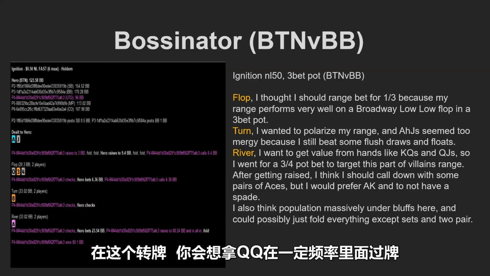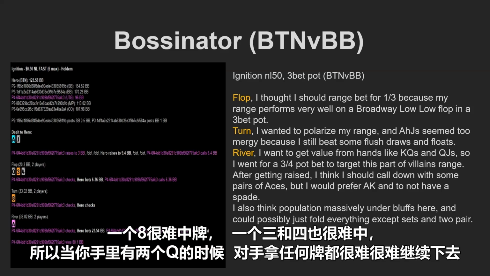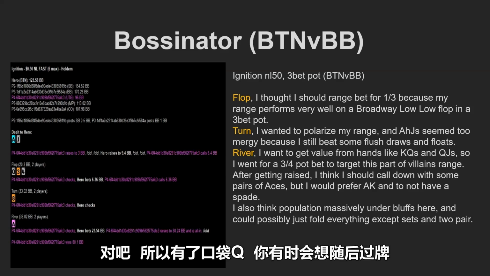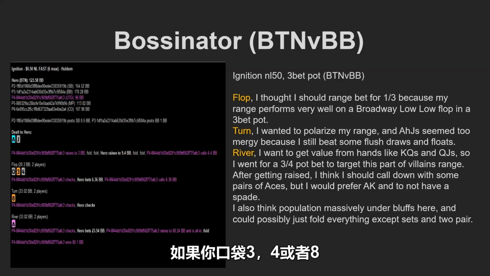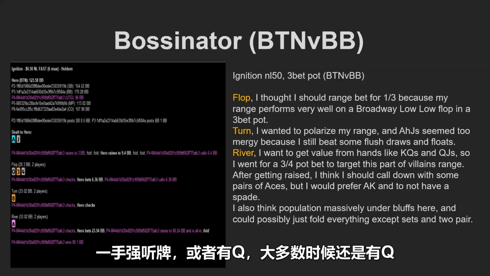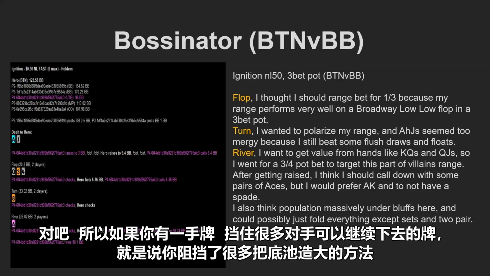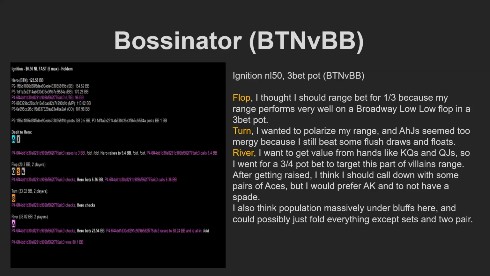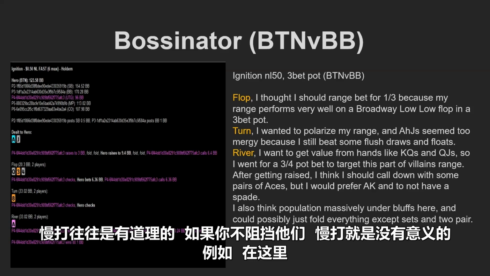So on this turn, you'd want to check back pocket queens a decent amount of the time. An 8 is hard to hit, a 3 and a 4 are also hard to hit. So when you have 2 queens in your hand, it's very, very difficult for villain to continue with anything, right? So with pocket queens, you'd want to check back sometimes. Now, if you've got pocket 3s, 4s, and 8s, not so much, right? Because now we unblock villain's calling range. The calling range against an overbet is going to be a very strong draw or a queen, but mostly a queen, right? So if you have a nutted hand which blocks a lot of villain's continuing hands, a lot of the ways you're going to make this pot very large, slow playing often makes sense. If you don't block any of them, it doesn't make sense.